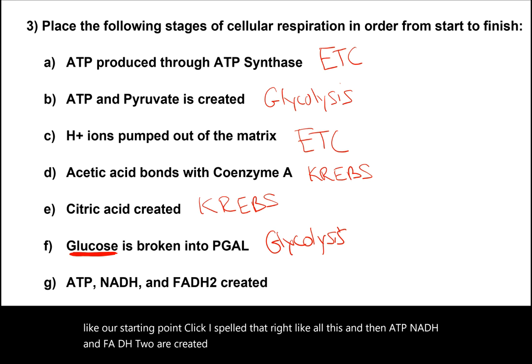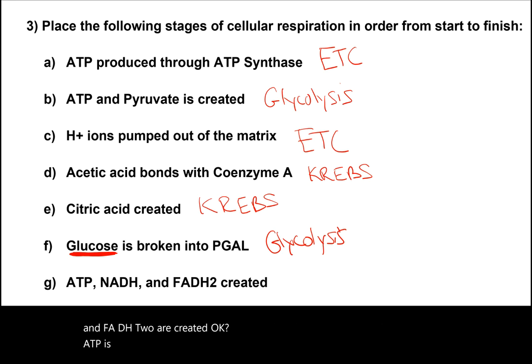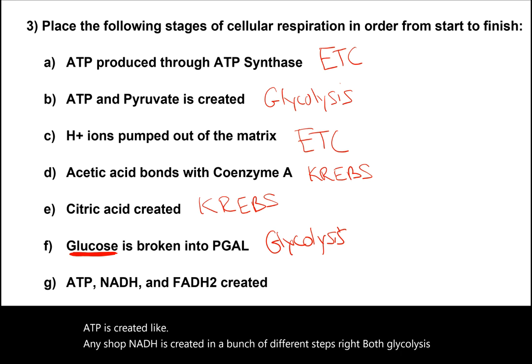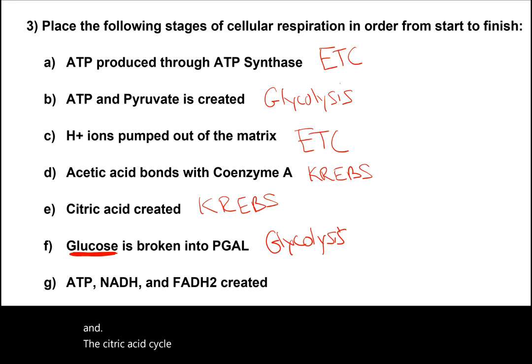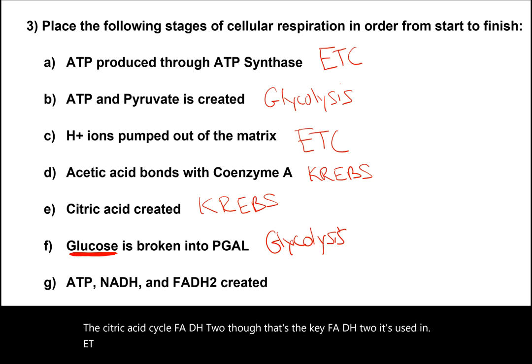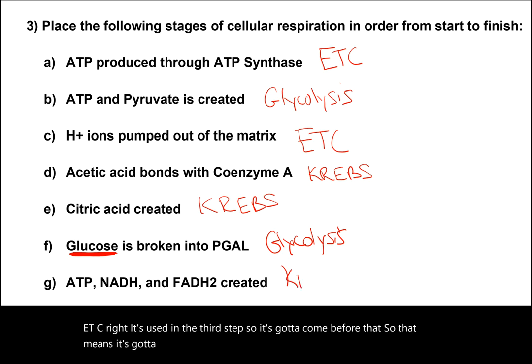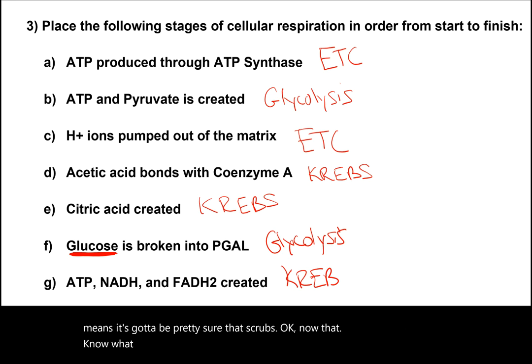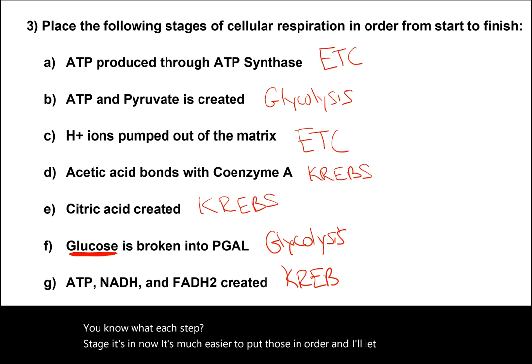Okay. And then ATP, NADH, and FADH2 are created. Okay. Well, ATP is created like in each step. NADH is created in a bunch of different steps, right? Both glycolysis and the citric acid cycle. FADH2, though, that's the key. FADH2, it's used in ETC, right? It's used in the third step, so it's got to come before that. So that means it's got to be, pretty sure that's Krebs. Okay. Now that you know what stage each step is in, now it's much easier to put those in order, and I'll let you do that yourself. Okay?